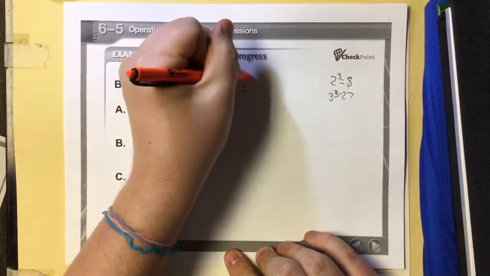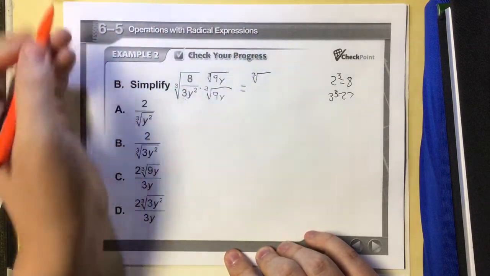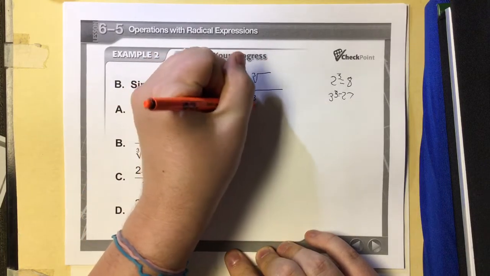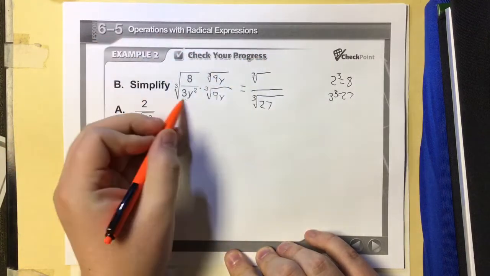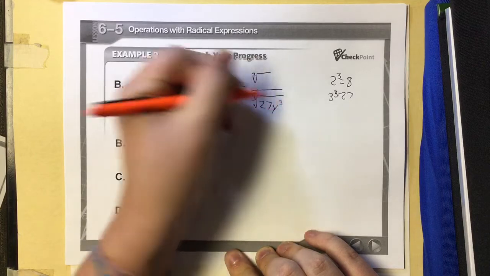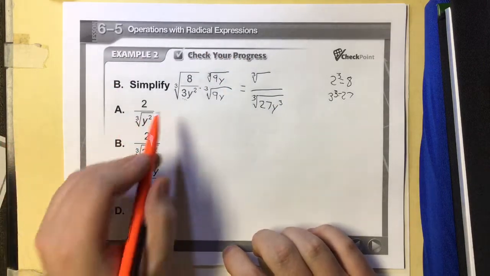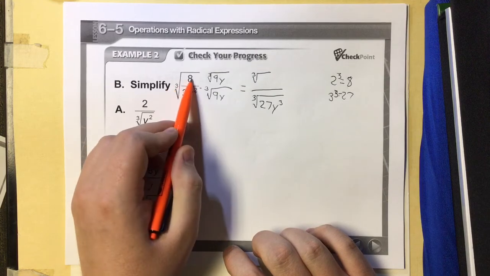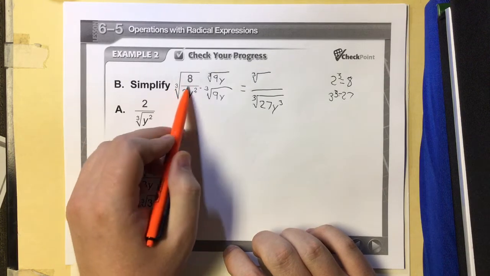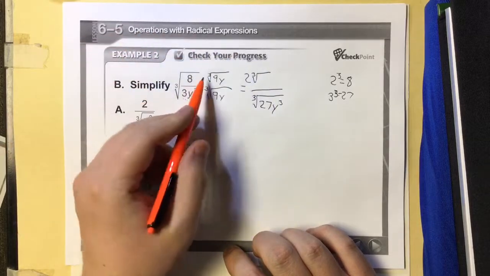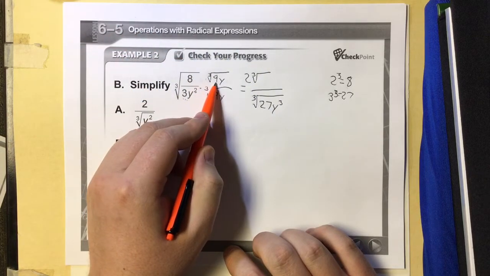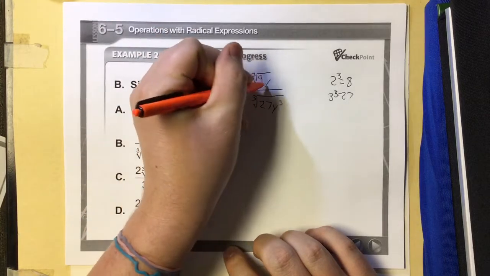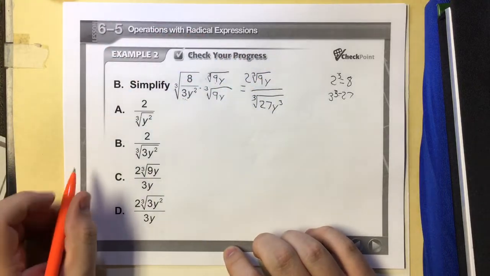I have the third root of 27, y to the third power on bottom. And now here we can take the third root of 8. Third root of 8 is 2. Third root of 9, 9's not a perfect third root, so that's stuck under there, the 9. Y doesn't have a third root either, so y is stuck underneath.